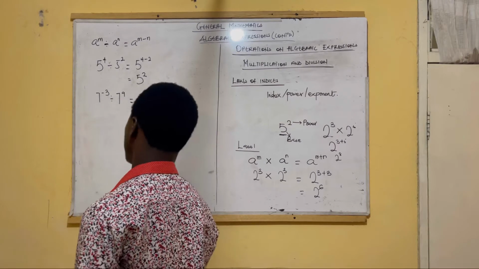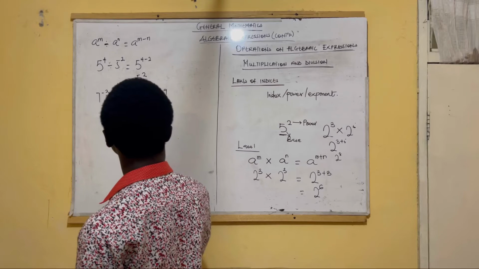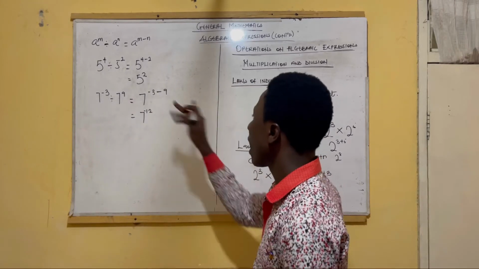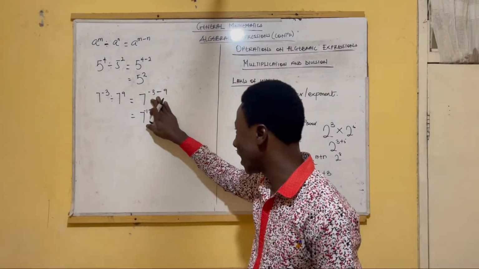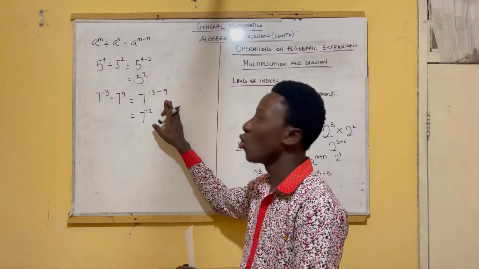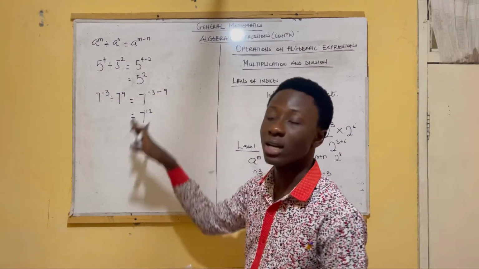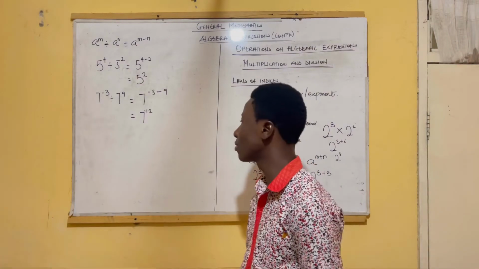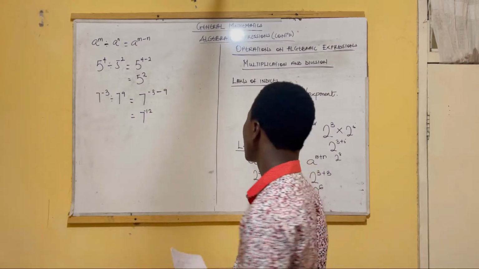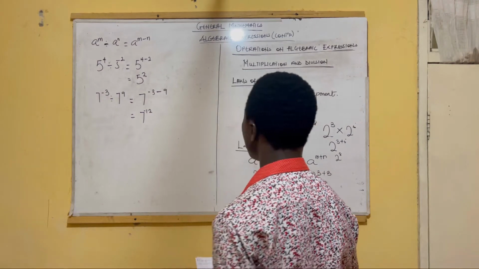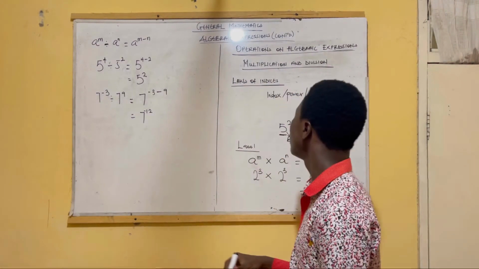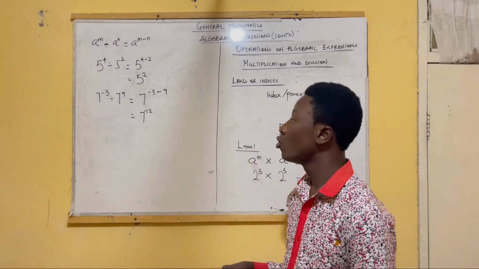Not a mere 12, but what? Negative 12. Why? You have a depth of 3. You have another depth of 9. No one is going to pay the other. You have a depth of 3, a depth of 9, a depth of 12. Negative implies what? Depth.